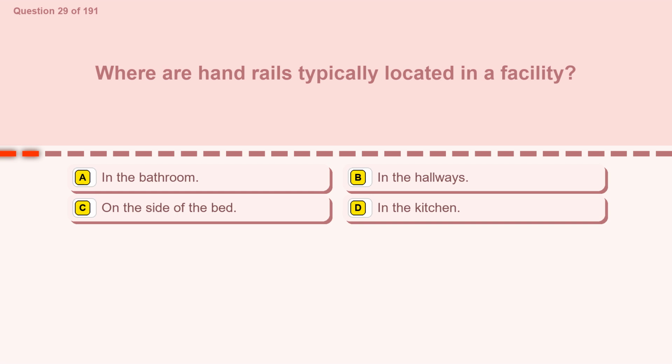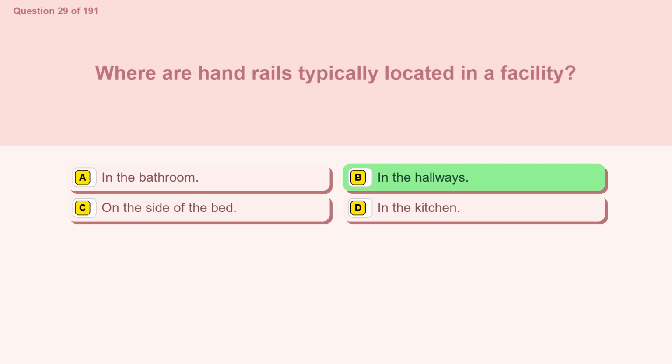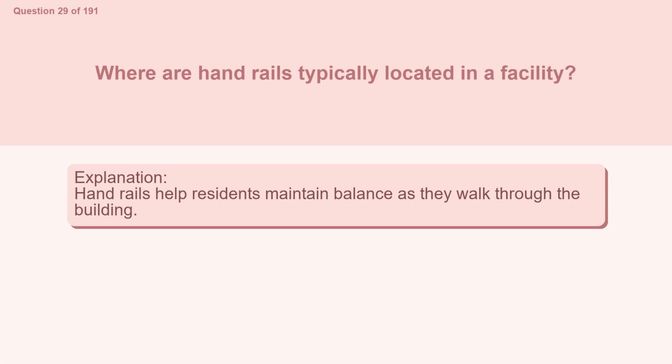Question 29. Where are handrails typically located in a facility? Option A. In the bathroom. Option B. In the hallways. Option C. On the side of the bed. Option D. In the kitchen. The correct answer is option B. In the hallways. Handrails help residents maintain balance as they walk through the building.